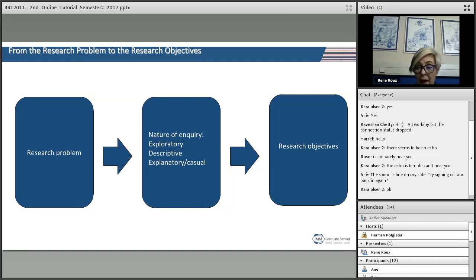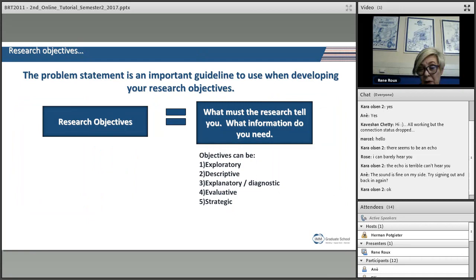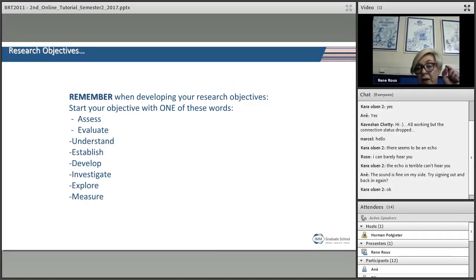So if you have the research problem, the research problem is usually driven by either you have to explore, you have to describe something, or you have to explain it. And from there, you develop your research objectives. What are research objectives? You use your research problem statement as a guideline to develop your research objectives. Research objectives are really, what must the research tell you? What information do you need?